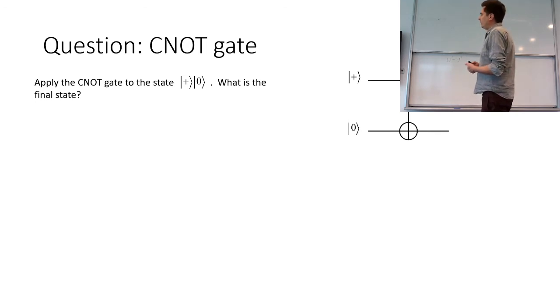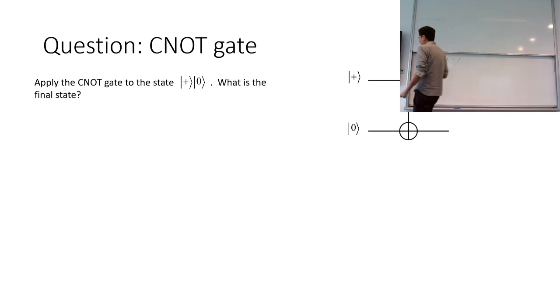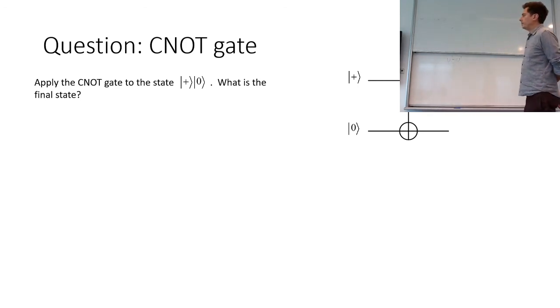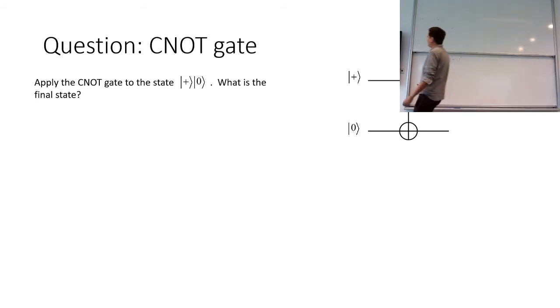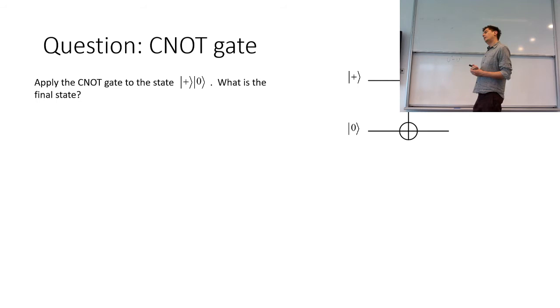So let's quickly work out what this does, just a little bit of practice. Let's say we start in this state plus, which is the superposition of 0 and 1, and then we apply CNOT. What is the output state? It's a 2-qubit state, right? So what is the 2-qubit output state? It's a 4 by 4 matrix, and the upper one is like the plus. How about you just tell me what the state is?